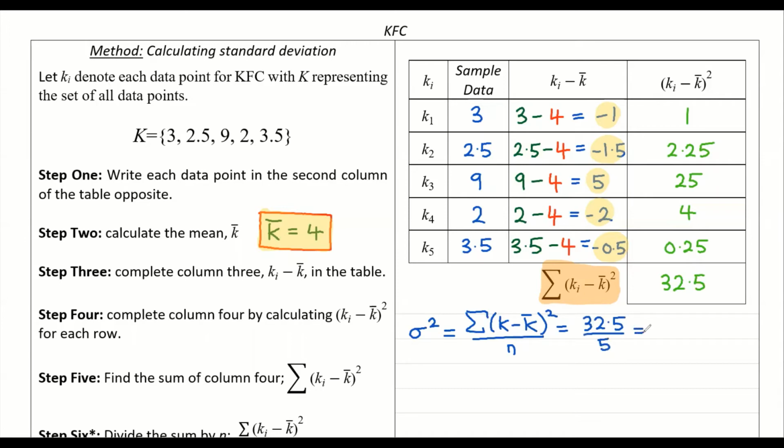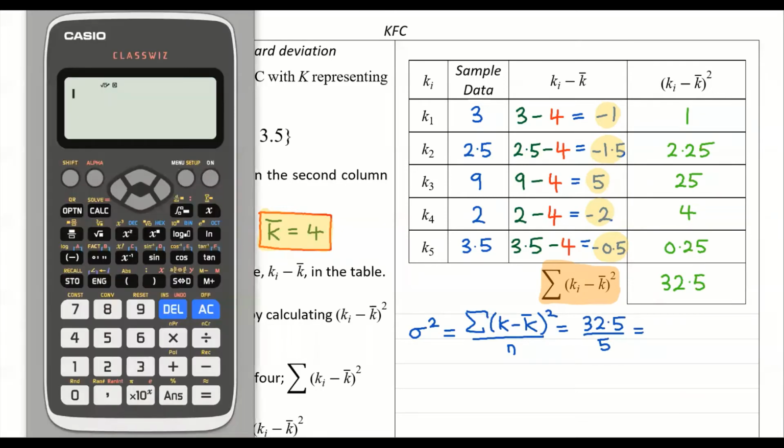Okay, so we'll just grab the calculator for this bit. So we've got 32.5 divided by 5, and we get 13 over 2, in other words, 6.5. So this is going to equal 6.5. So that's the variance, okay? You can make a note of that if you want to. So this is the variance of k. That's the notation we use actually for that. Variance of k.